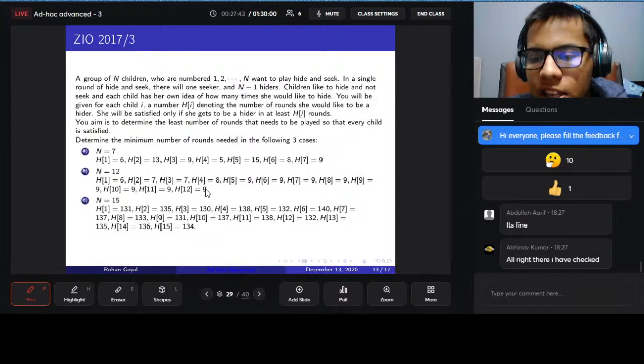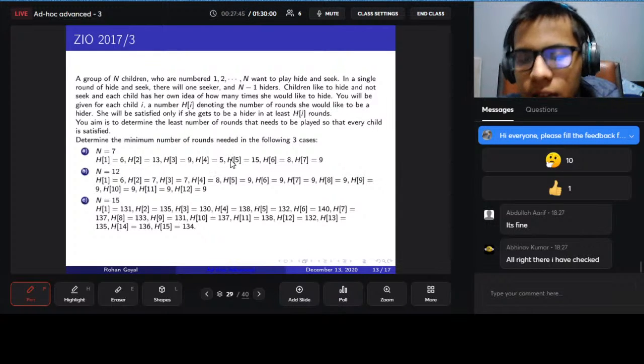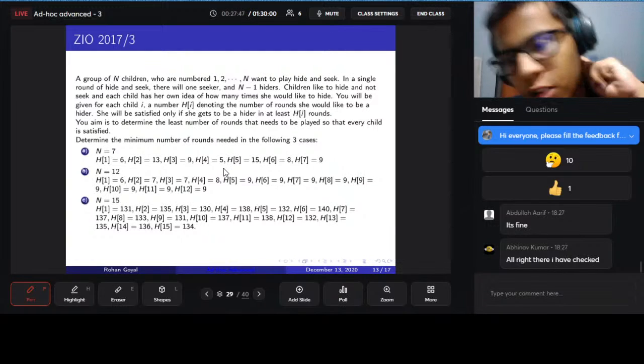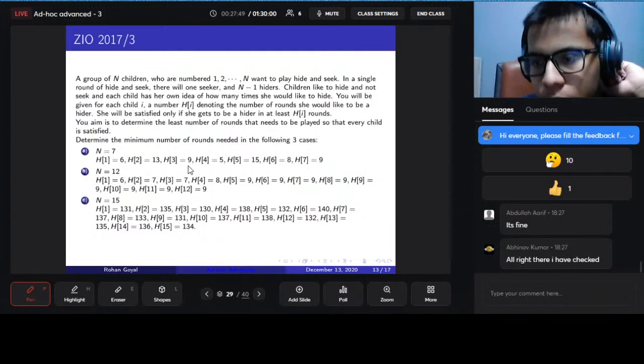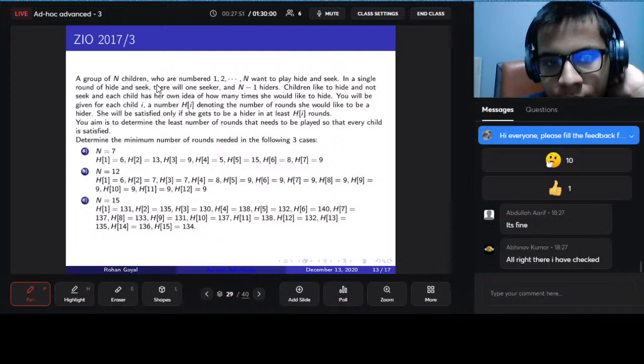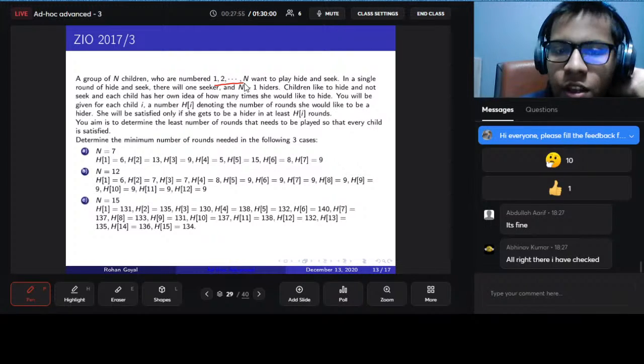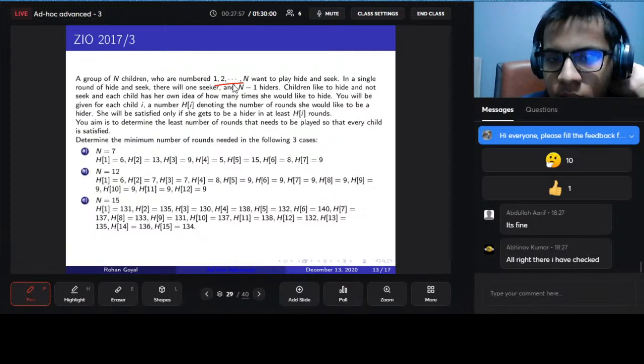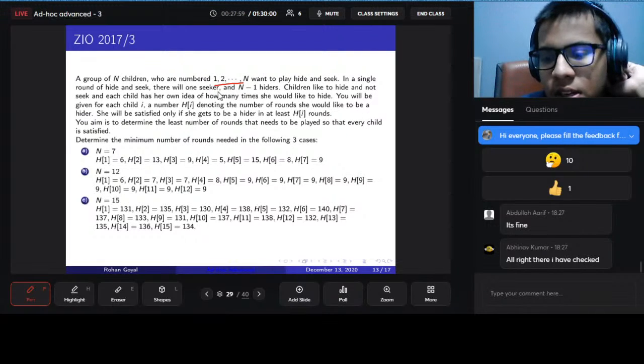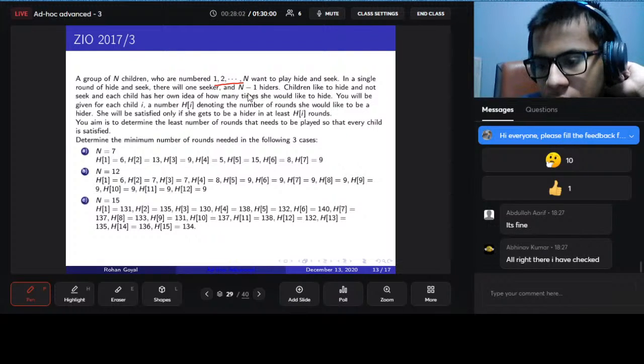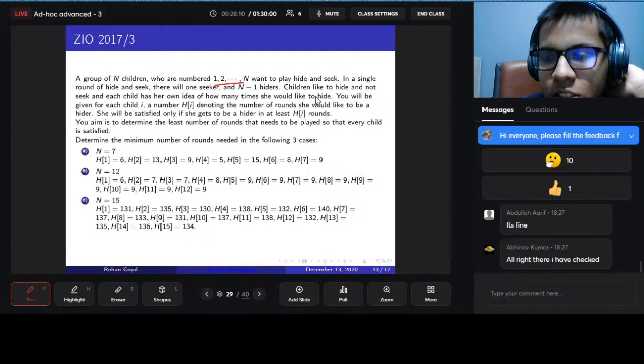Now we have the last problem I had planned for today. After that, if you have any other problems that you want me to check out, I can probably do that if we have enough time. So you have a group of n people who want to play hide and seek. In a single round, there is one seeker and n minus one hiders. Children like to hide, which is weird because the people I know like to seek. But okay, here children like to hide and not seek.